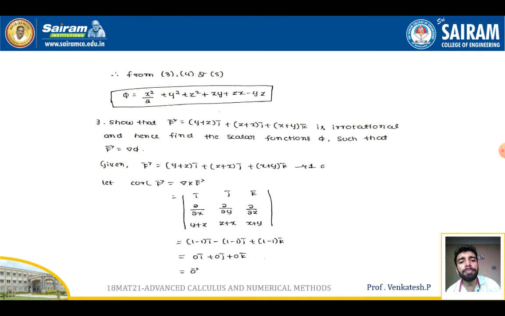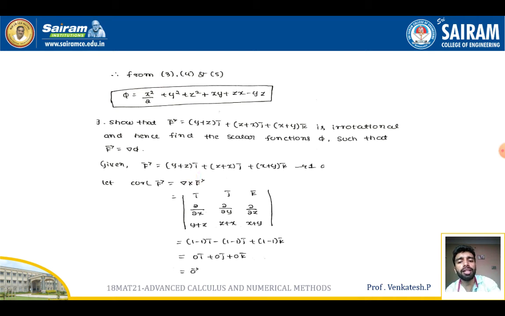Second problem: show that f is equal to (y plus z) i cap plus (zx) j cap plus (x plus y) k cap is irrotational. And also find the scalar potential pi such that f is equal to del pi. So given f is equal to (y plus z) i cap plus zx j cap plus xy k cap. Call it equation number 1. From this equation, we have to show that the given f is irrotational. It means we have to find that curl f is equal to 0.